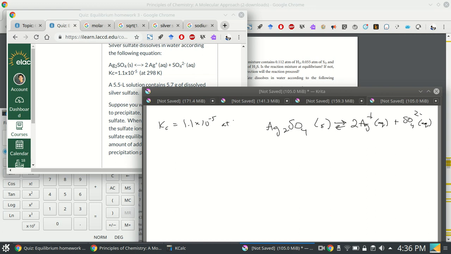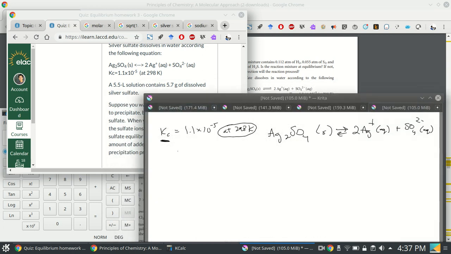You might wonder why the problems in the homework always give you a certain temperature. This temperature is not important for this problem. But the thing is, the equilibrium constant K changes at different temperatures, which you saw happen in the lab, didn't you?